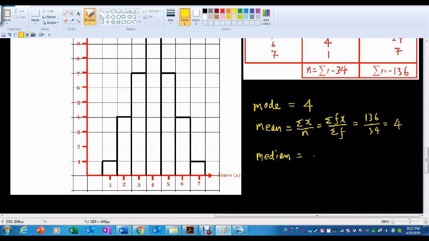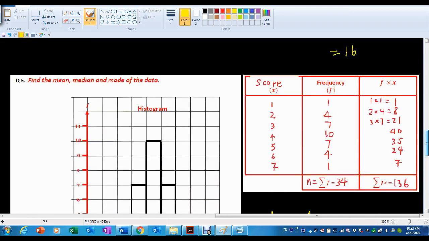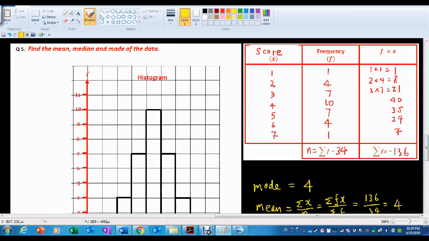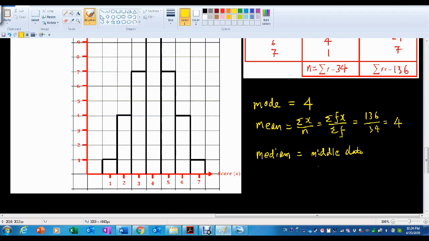So remember, median is the middle data. So it's halfway of all the data in ascending order. Okay, so let's see, now the data is in ascending order. Score 1, 2, 3, 4 is already ascending order, but you need to find the middle data. How could we find the middle data? First of all, you need to find the location or the position of that data. Location of the median, let's say.